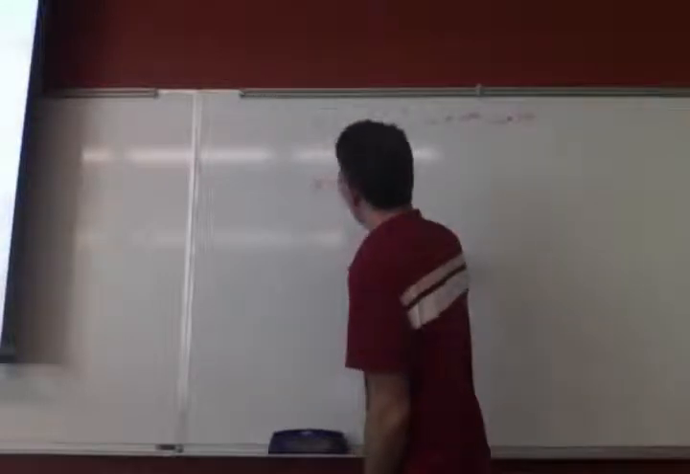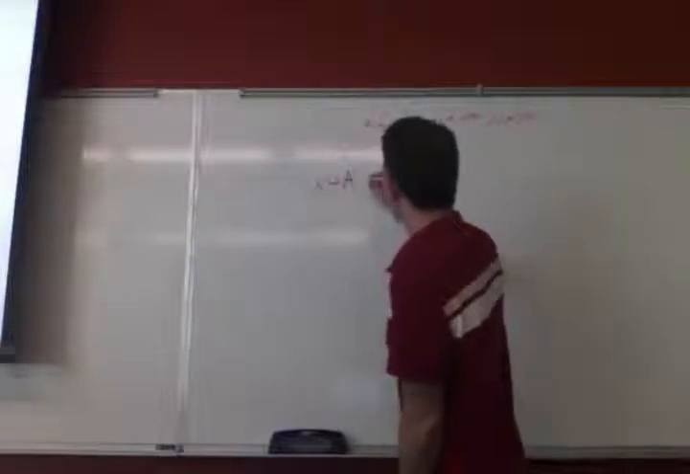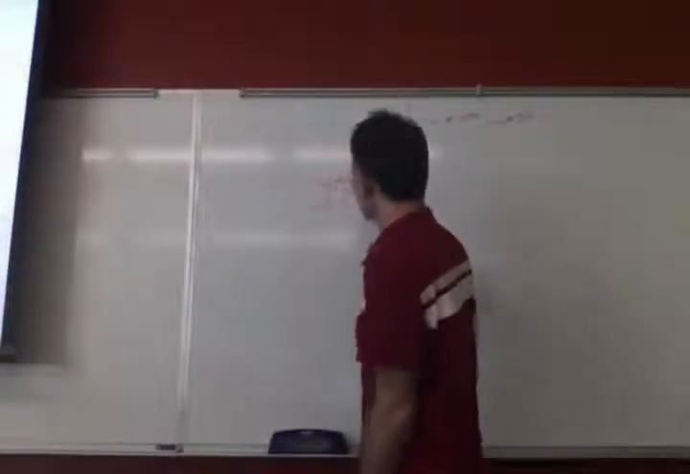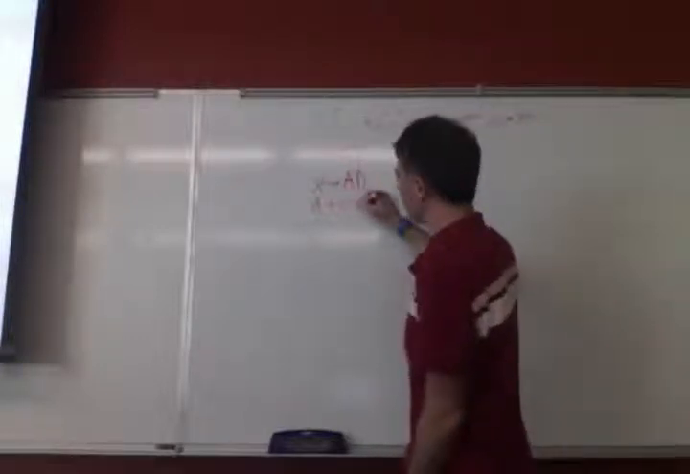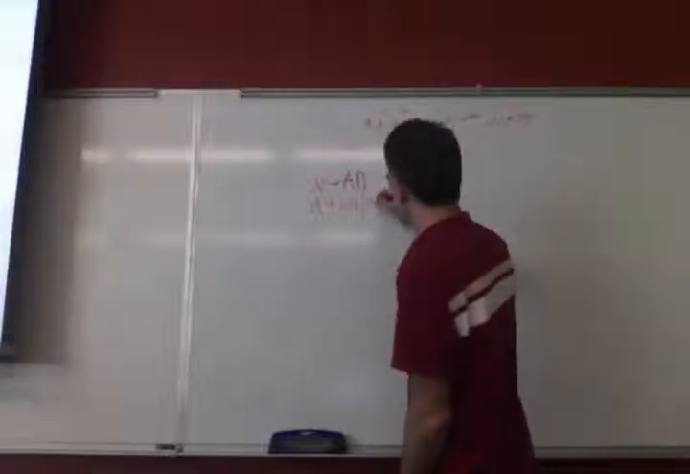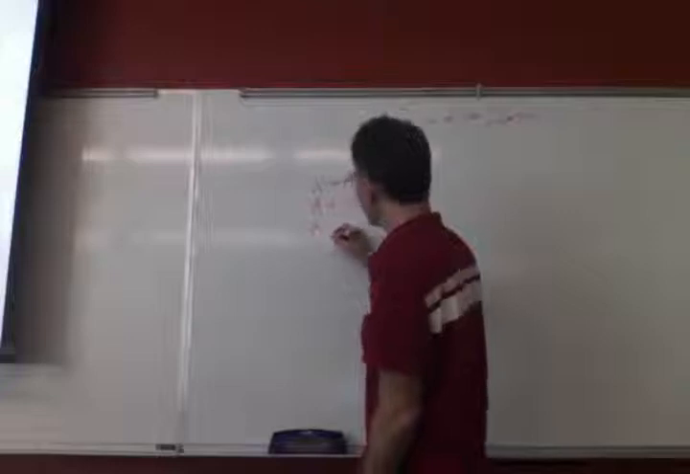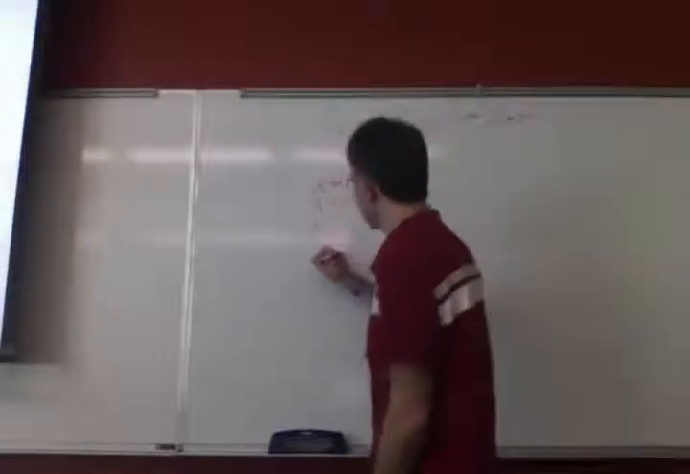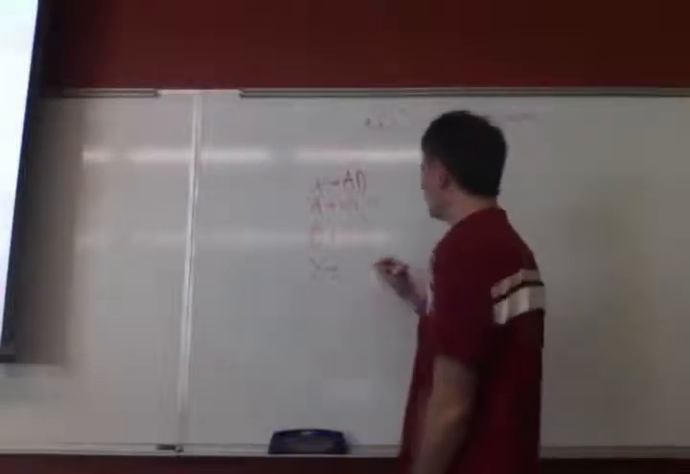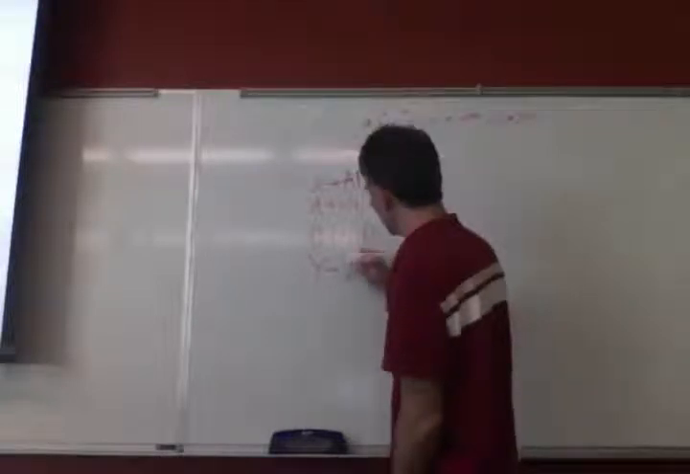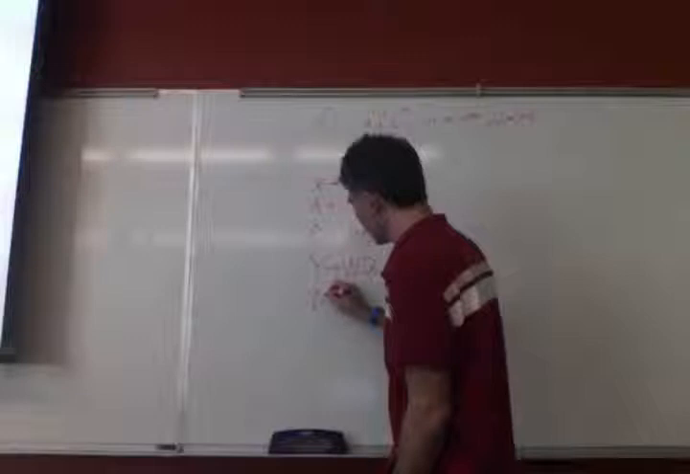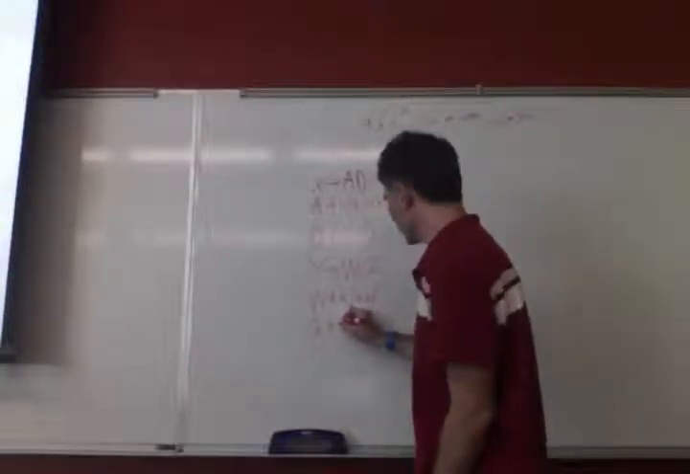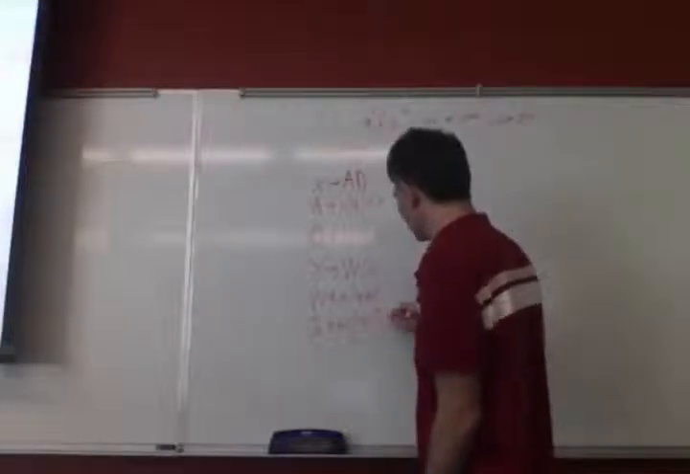So X can go to a, or it goes to AD. A goes to lowercase a, capital A, B, or AD. D goes to lowercase c, or C, D. Y goes to W, Q. W goes to a, or a, W. Q goes to B, C, or B, Q, C.